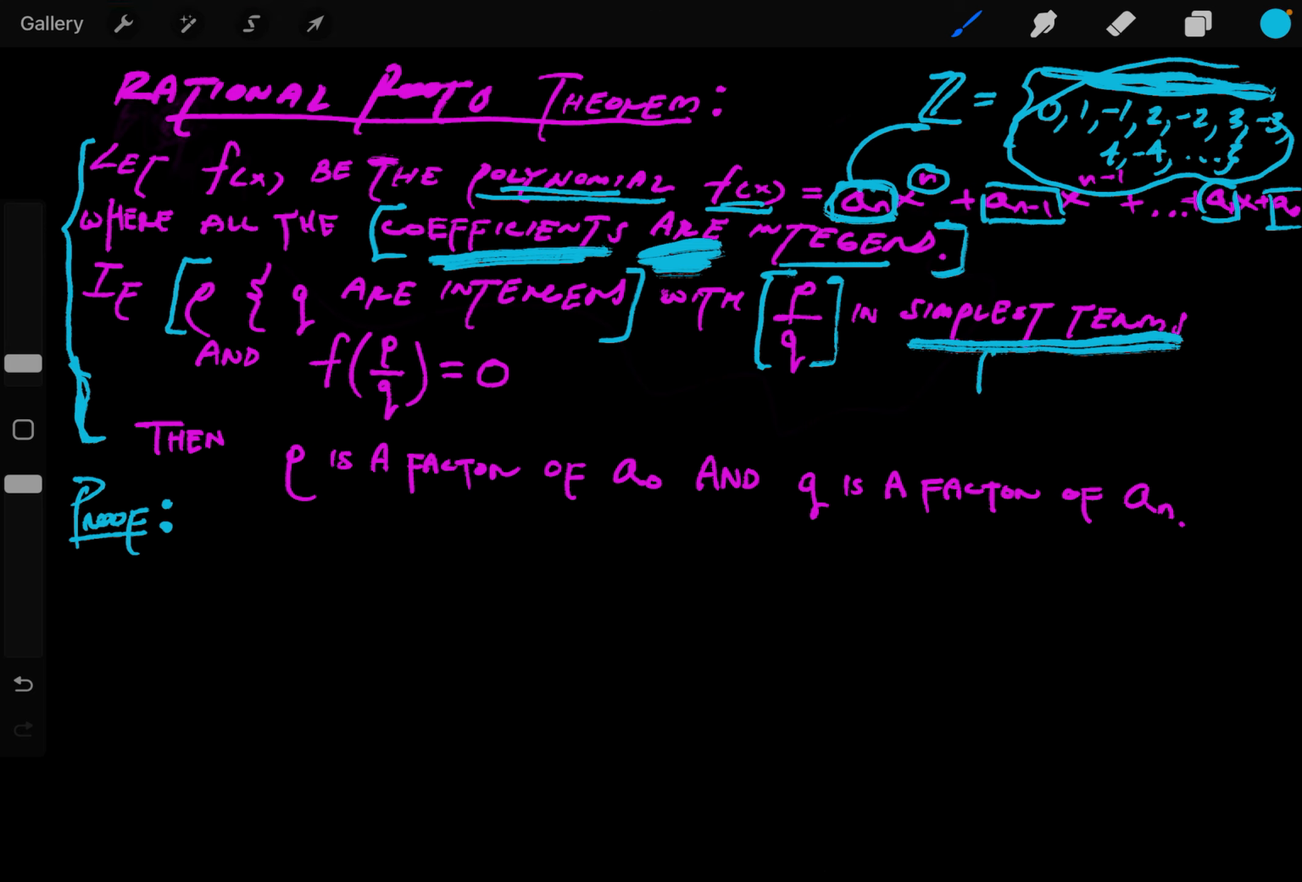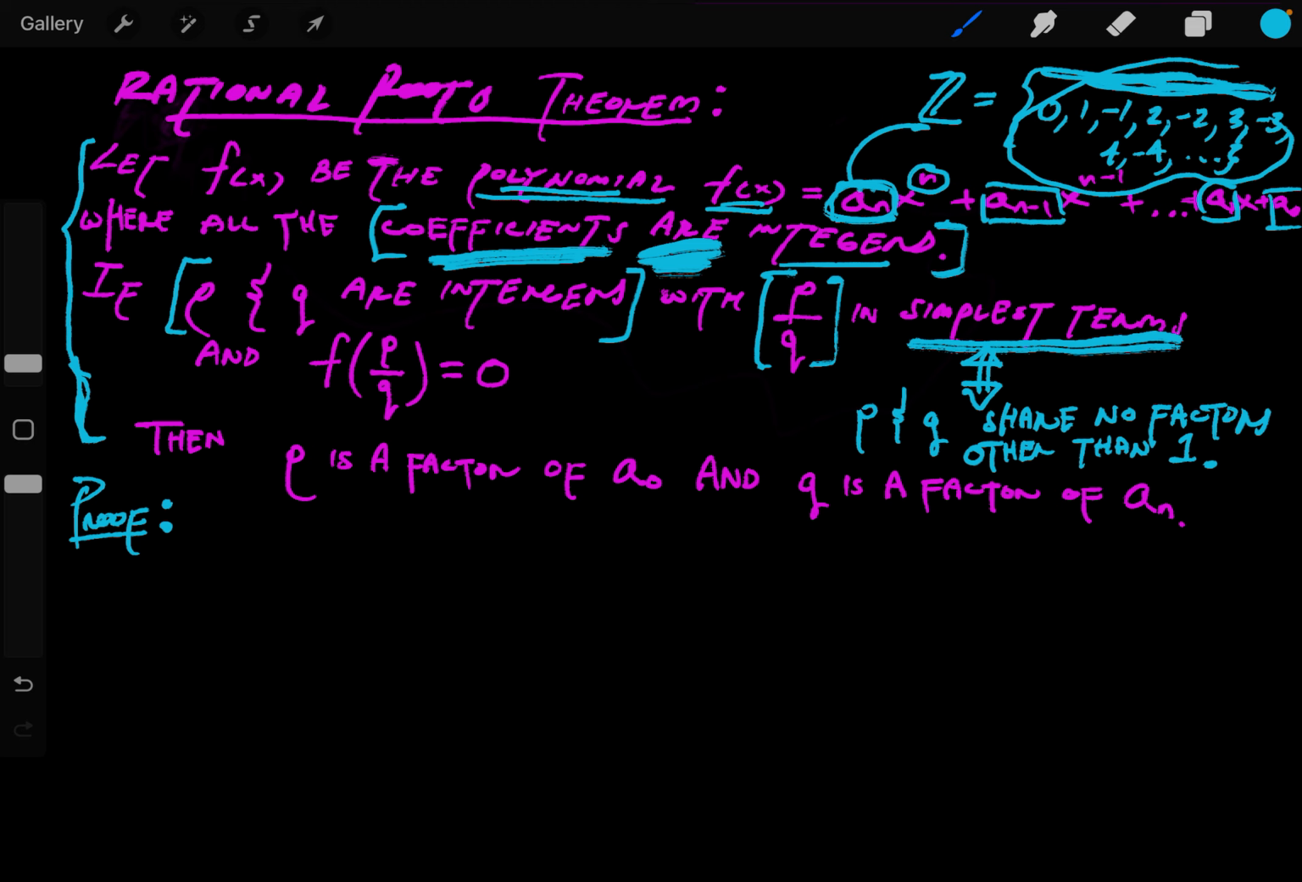So let's say right away that if p over q is in simplest terms, p and q share no factors other than the trivial factor of 1. They share no factors other than 1. That's what this means, and this is going to be an important condition that we have here.